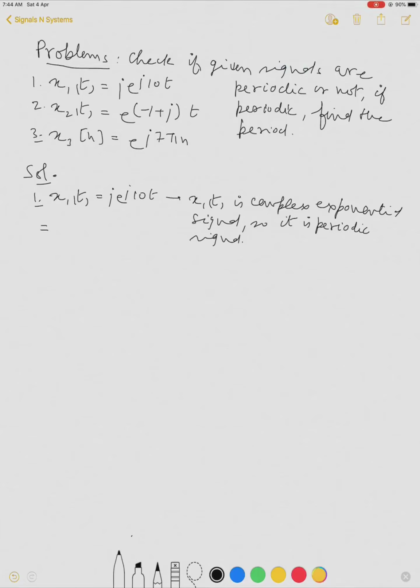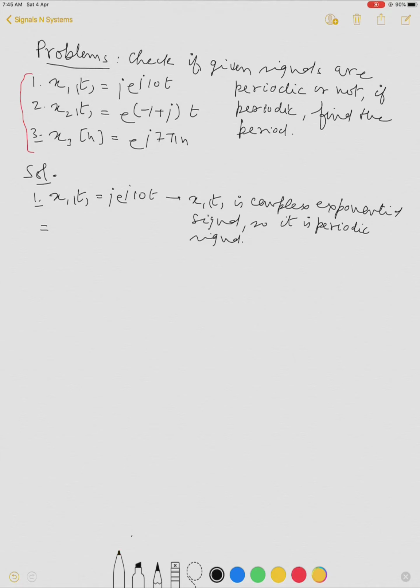Hello. In this lecture, we will try to solve three problems. We need to find the fundamental period, or basically the period, of these three given signals, and in parallel we have to check first of all whether these signals are periodic or not, and then find the period. So we start with the first.